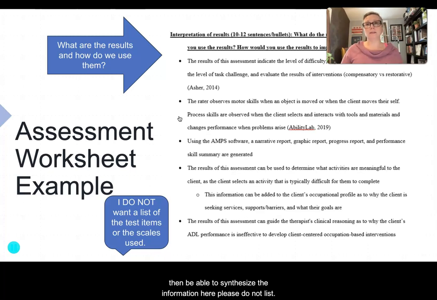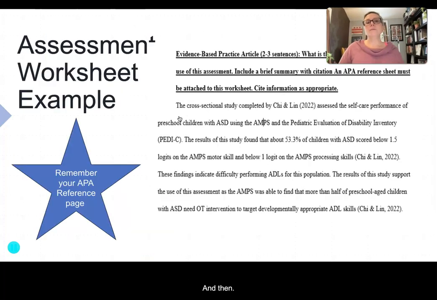Please do not list or copy and paste from a research article, because that is not what we want. We want, in your own words, how would you use this information? Why does it matter? And then finding an article to support the use of this particular assessment and correctly citing that and using an APA reference page.